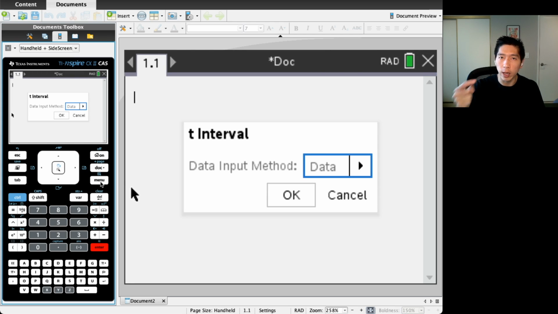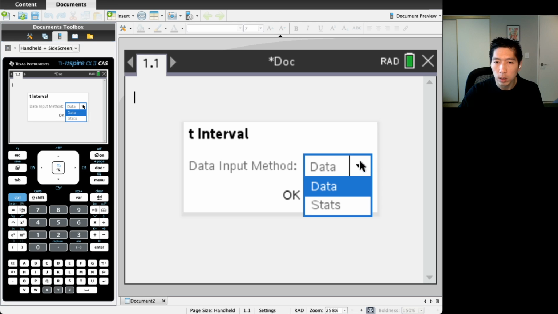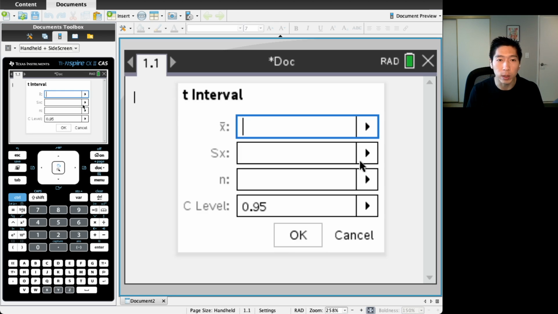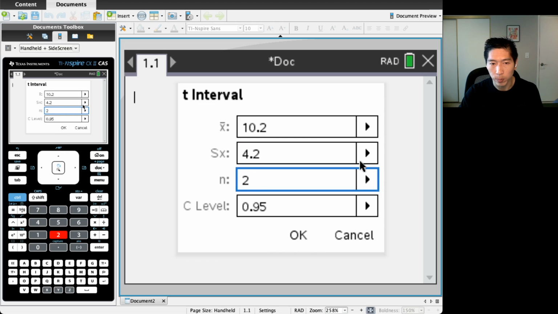You could either put in the data or stats. Data is an actual spreadsheet, and we don't have that. We just have the actual statistics. So we're going to put that in. Our sample mean was 10.2. Our sample standard deviation was 4.2. Our sample size was 250.